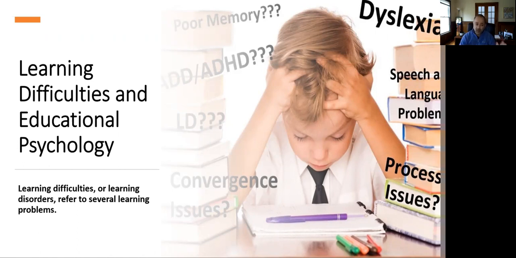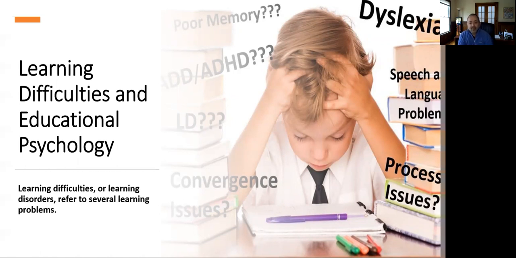in educational psychology. So learning difficulties or learning disorders refer to several learning problems. Okay, so a lack of intelligence, right? Somebody who's not smart enough or not motivated enough is not the cause of the difficulties, right? Instead, the challenges are caused by the way the brain receives and processes information, okay? So that's an important distinction to remember.